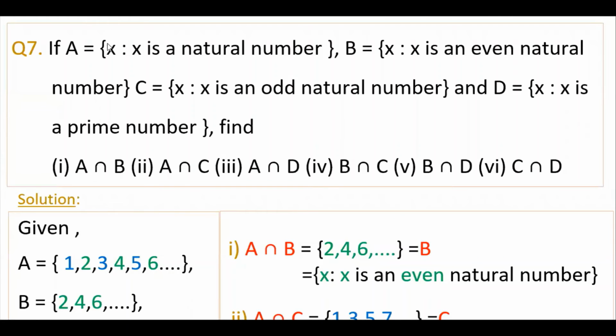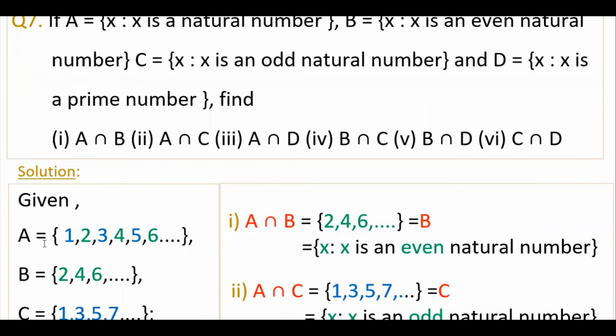This is the seventh question. If A is equal to {x : x is a natural number}, B is equal to {x : x is an even natural number}, C is equal to {x : x is an odd natural number}, D is equal to {x : x is a prime number}, you have to find all these values. So here all sets are given in set builder form. You have to write them in roster form first.